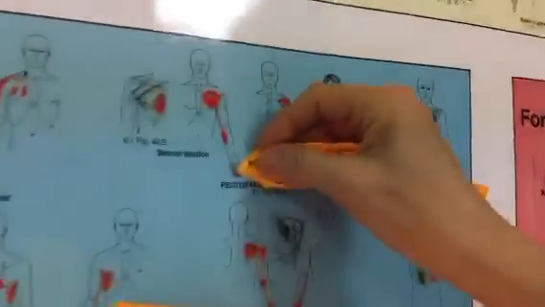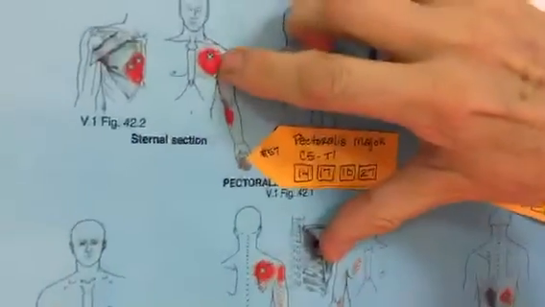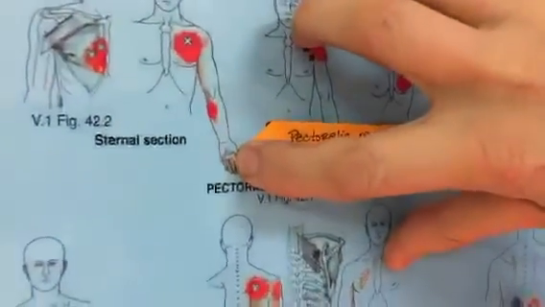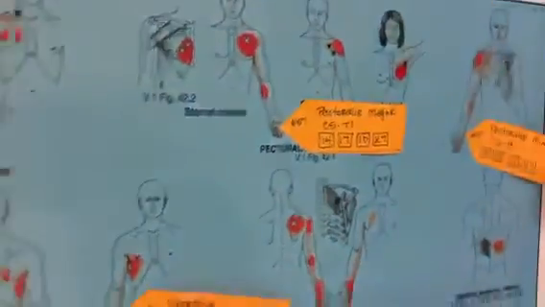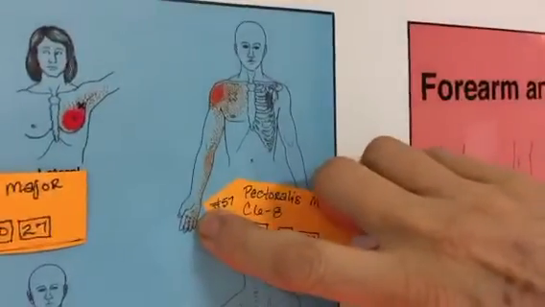And then here's the pec major. And look at where it goes. See how it goes all the way into the hand. Here's your pec major, just right here in the chest. But look at where it goes, all the way into the hand. It's incredible, right? And then here's pec minor, also going all the way down here into the hand.